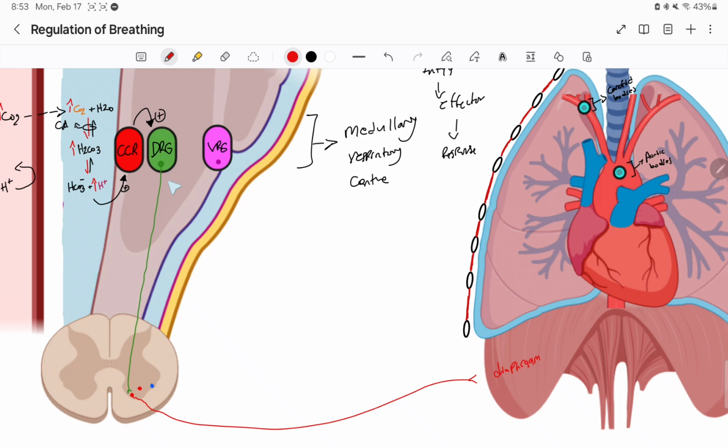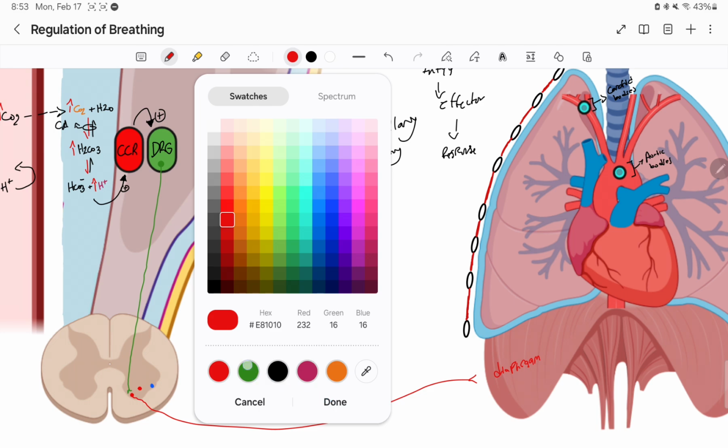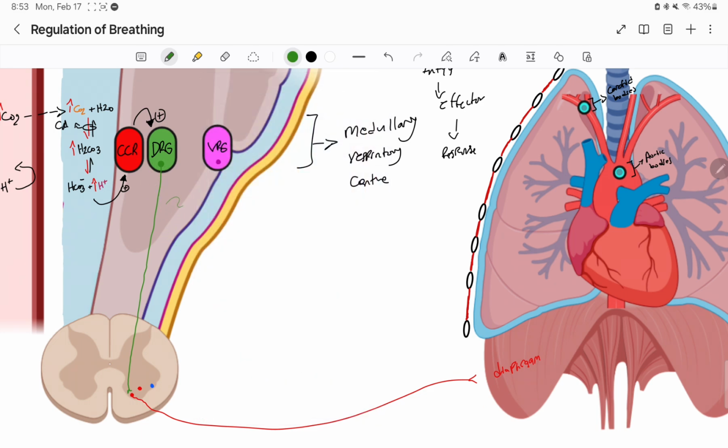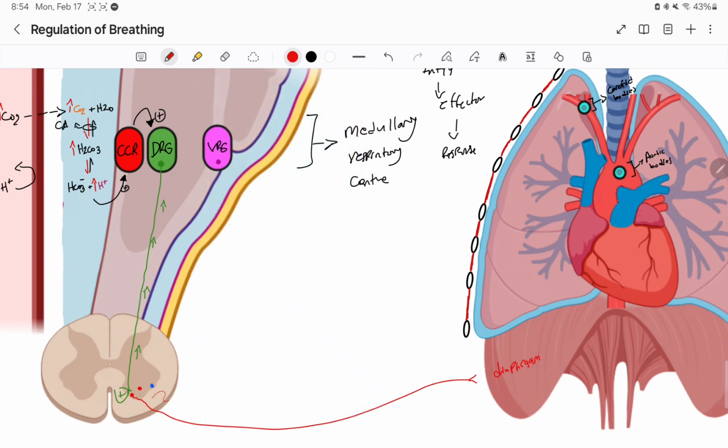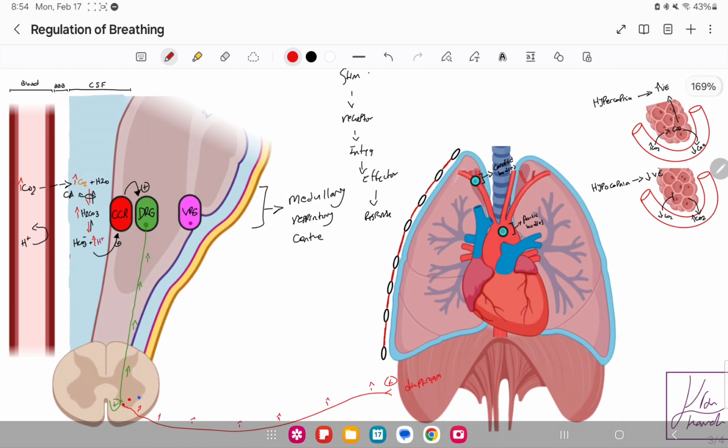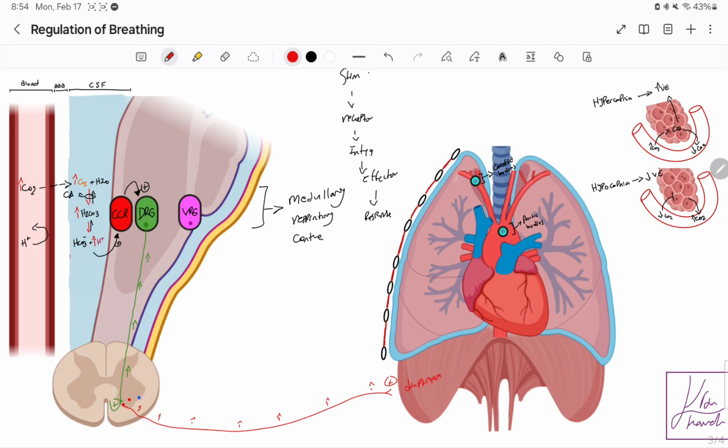Okay, so look at what happened. The DRG, having inspiratory neurons, increases after being stimulated by the central chemoreceptors. It increases these action potentials down its neurons and activates or stimulates these actual motor neurons, okay? And this motor neuron will then increase action potentials, which will then stimulate the contraction of the diaphragm. If the diaphragm contracts, guys, what happens? You're actually going to inspire more, okay? Or increase your ventilation, I should say. You're actually increasing your ventilation.